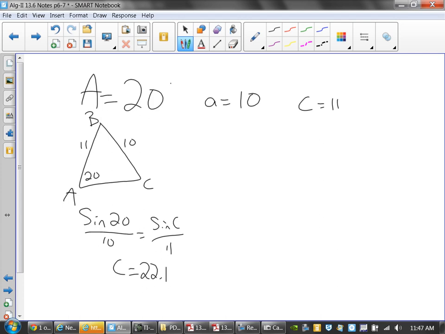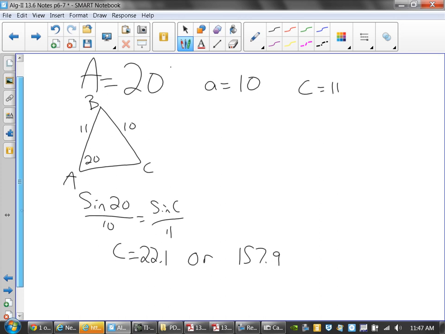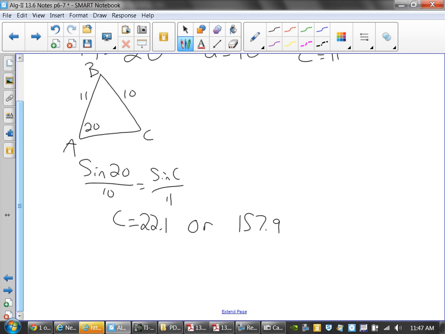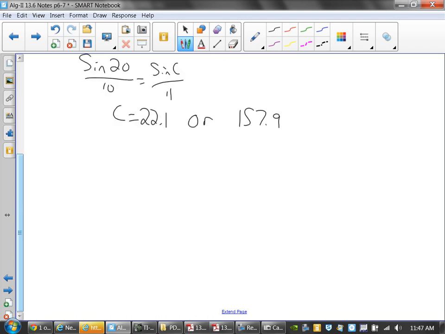Now, to figure out what the other possible angle for C is, we take that and subtract it from 180. So you get 157.9. Okay. Now, the trick is that you know you have 2 triangles, which means you're going to have 2 different values for your angle B, and 2 different values for your side B. Just redraw the diagram. It doesn't have to be perfect. It's not going to be perfect. I don't want you to try to make it perfect because I don't care.